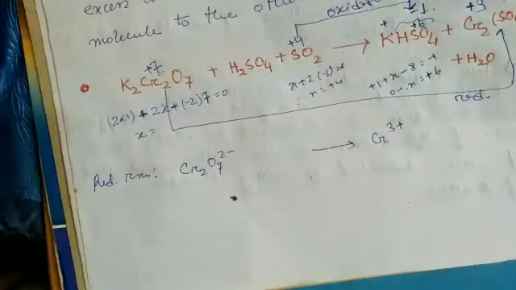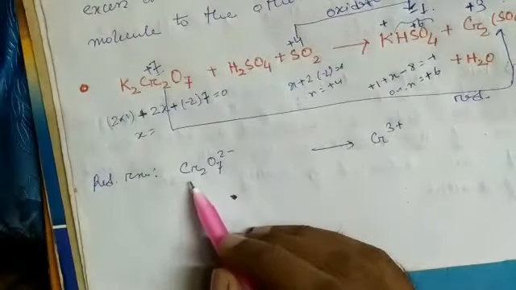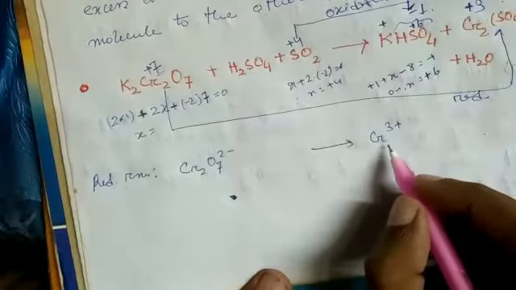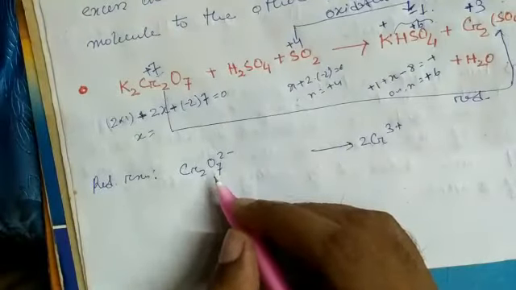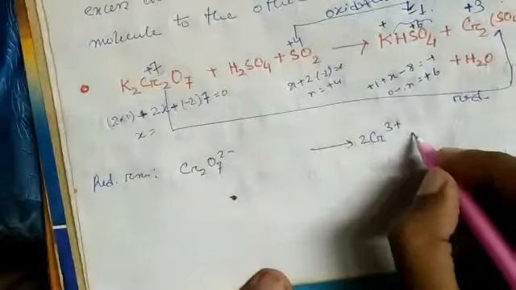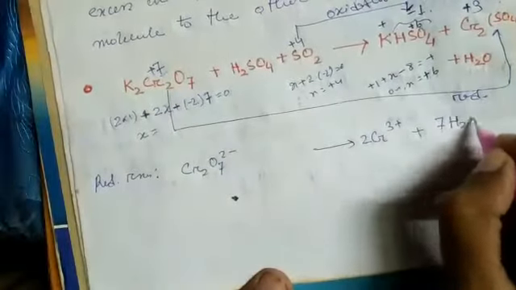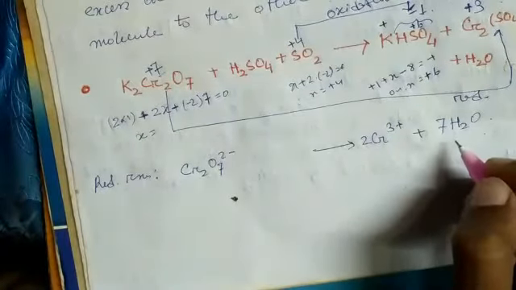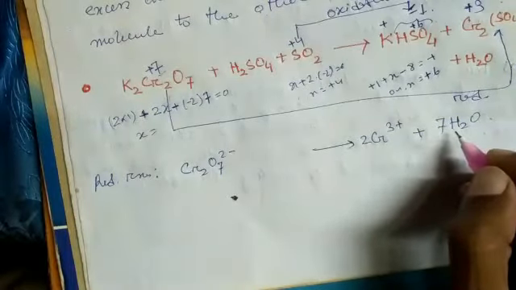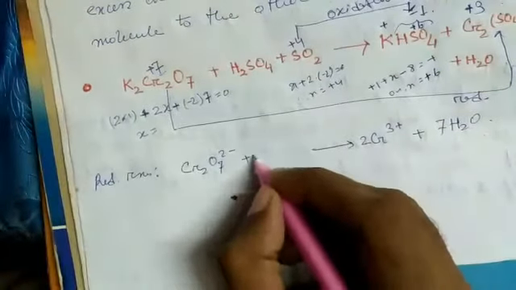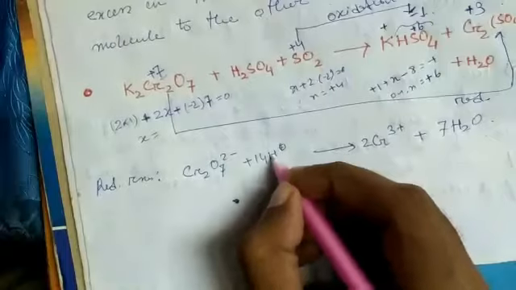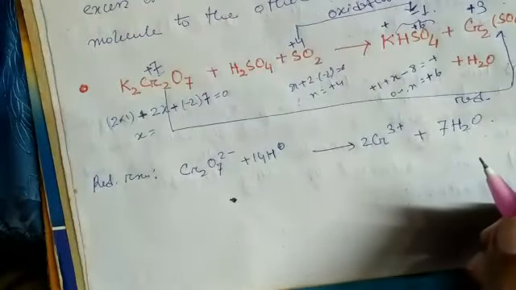We will only write the ionic form, that is, here we will omit the potassium, which is a salt. Here are 2 chromium, but here only 1, so we have to multiply by 2. And here are 7 oxygen, so we have to add 7 water molecules, and the total number of hydrogen is 7 into 2, that is 14 hydrogen, but here there is none, so we have to write 14 H plus. Now we have to add electrons.